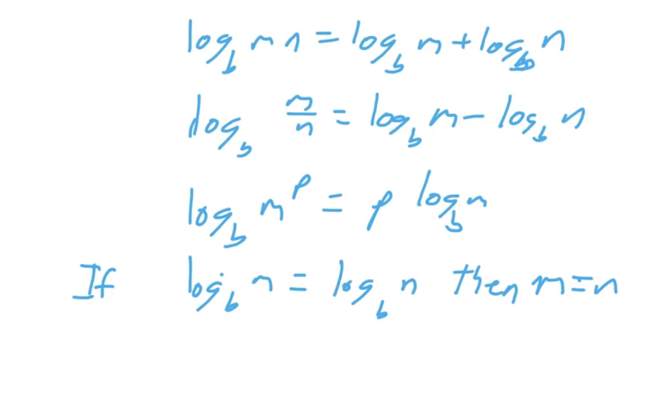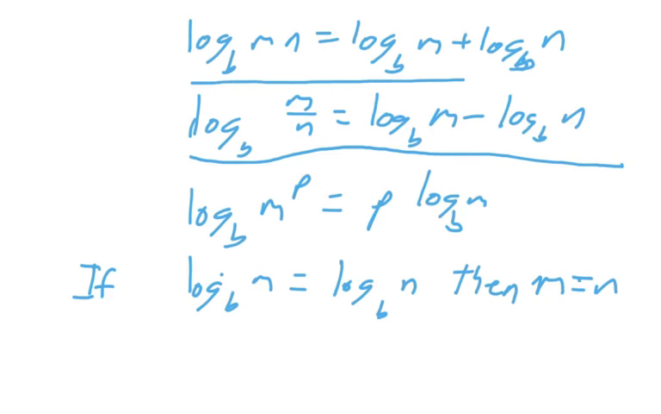Here are the 4 rules that are on your notes. I shouldn't have written that because it crossed it out, but multiplication is the same as adding 2 separate logs. Second one was dividing, means the same as subtraction. We can move the exponent in front, and finally, if we have 2 logs that are the same thing, then we can just basically cancel out the logs.